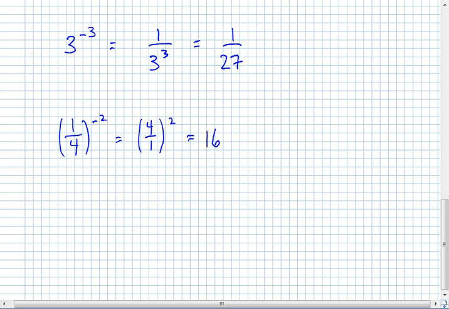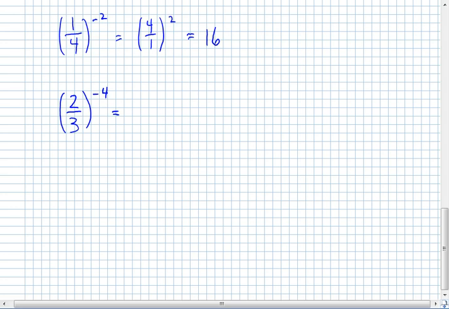Okay, one last example, and then you're done. There you go. You've got 5 seconds. Figure it out, or pause the video, and then you have as much time as you want. Okay, so we take the reciprocal. 2 over 3 becomes 3 over 2. Apply the exponent of positive 4, not negative 4. And it's 81 over 16. And that's it. Time's up.